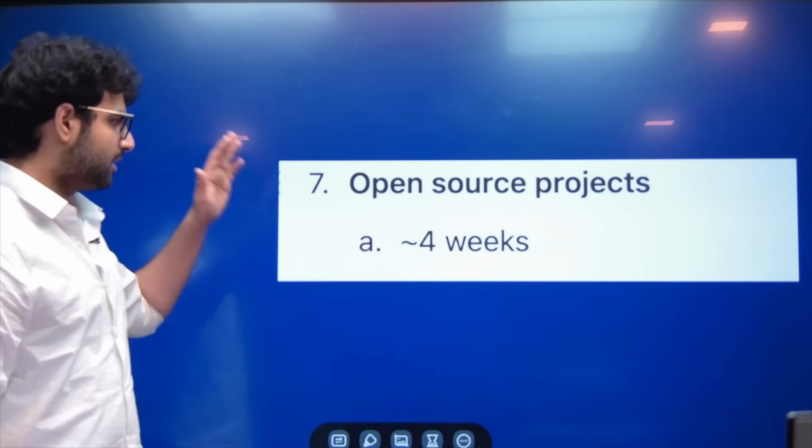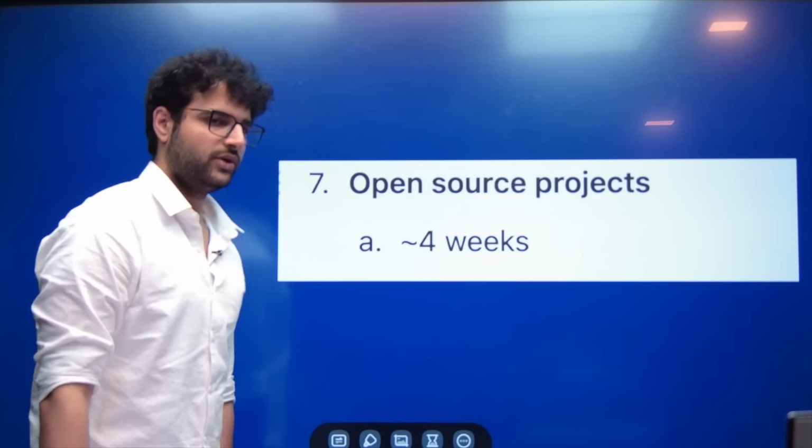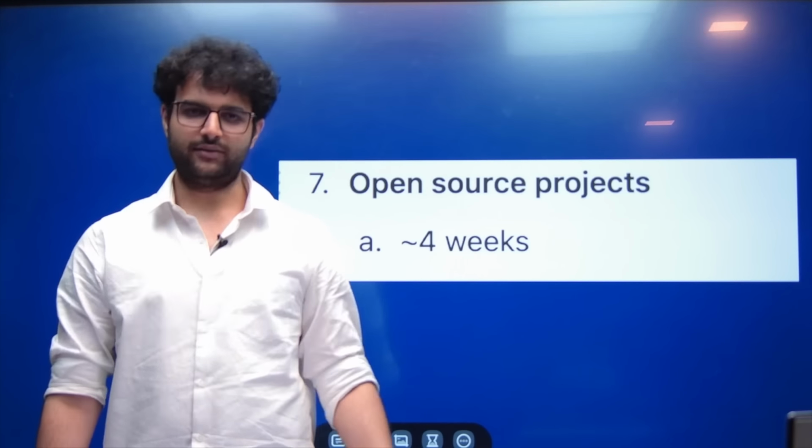But I think at a high level, we have these 7 weeks of learning left and 4 more weeks of actual open source contributions, which is like 11, 12 weeks that I think we still have to go through.